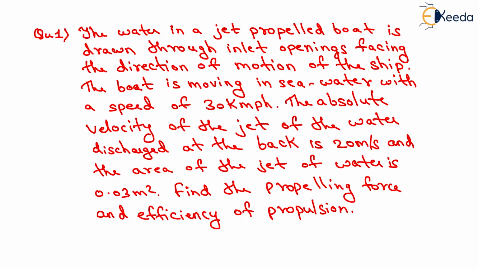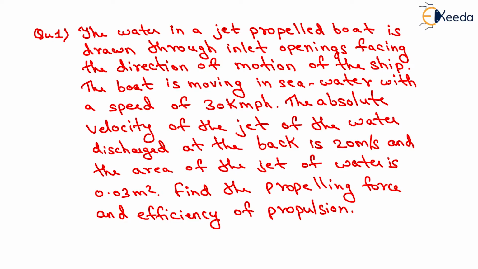Now the question is written as: the water in a jet propelled boat is drawn through inlet openings facing the direction of motion of the ship. The boat is moving in sea water with a speed of 30 km per hour. The absolute velocity of the jet of water discharged at the back is 20 meter per second and the area of the jet of water is 0.03 meter square. Now we have to find the propelling force and the efficiency of propulsion.